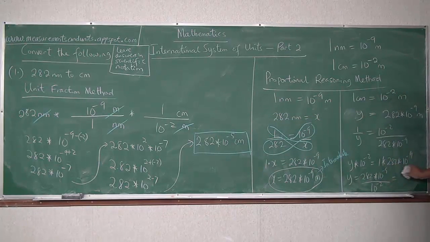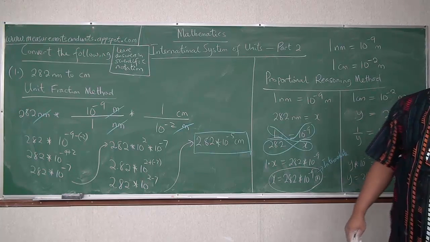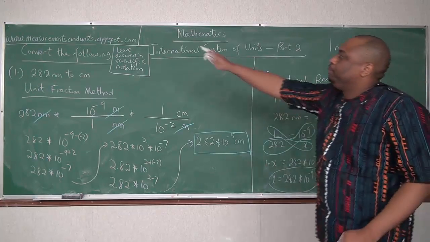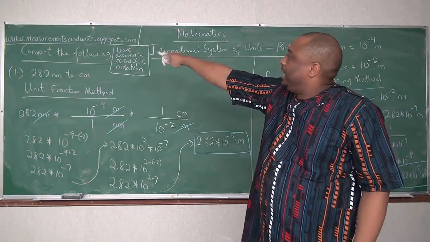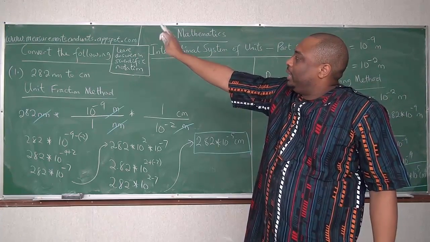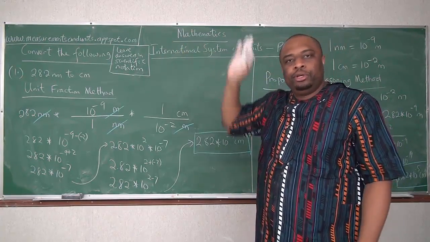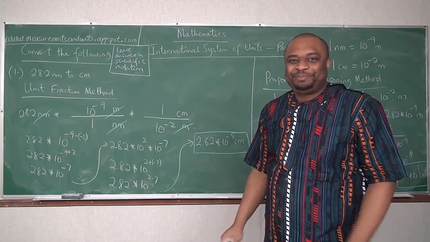And that gives us 2.82 times 10 to negative 5 centimeter. Make sure you put the unit. If you don't put the unit, you lose points, because the centimeter is the thing that is needed. Okay? And if you put this question right here, measurements and units.artspot.com, you will get the answer right away.